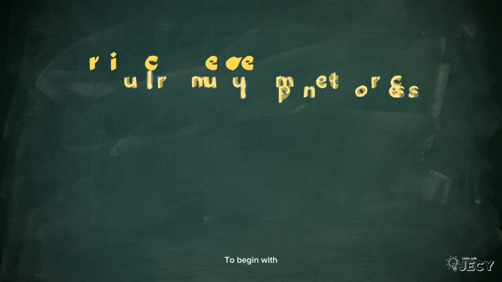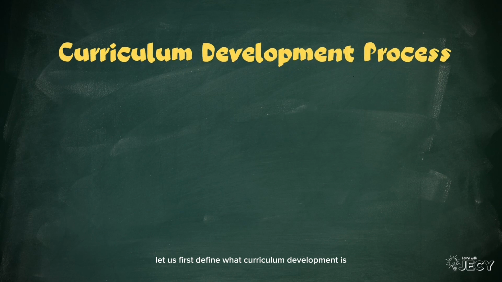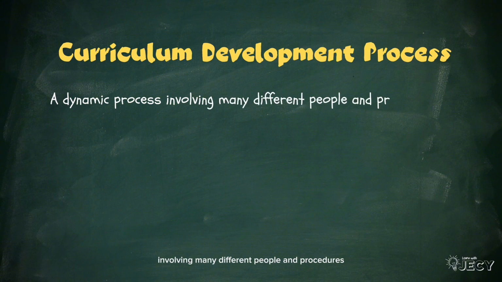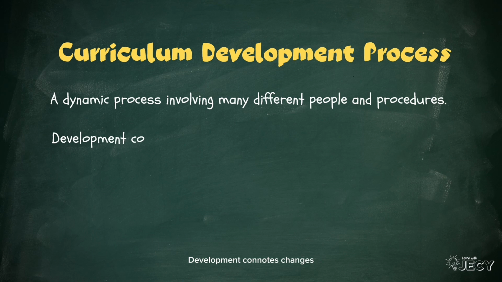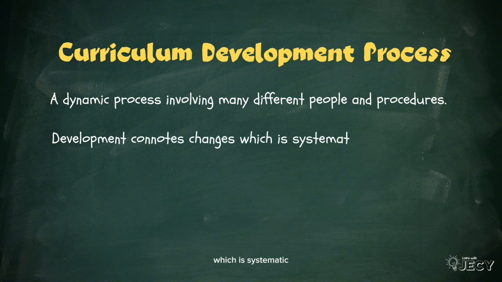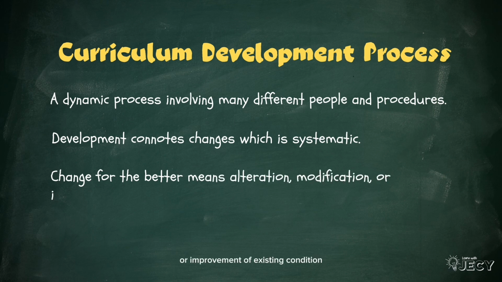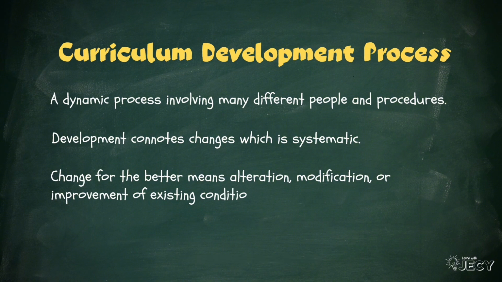To begin with, let us first define what curriculum development is. Curriculum development is a dynamic process involving many different people and procedures. Development connotes changes, which is systematic. Change for the better means alteration, modification, or improvement of existing condition. Additionally, curriculum development refers to the process of designing and creating an educational curriculum. A curriculum is a plan that outlines what students will learn, the sequence on which they will learn, and how their learning will be assessed.